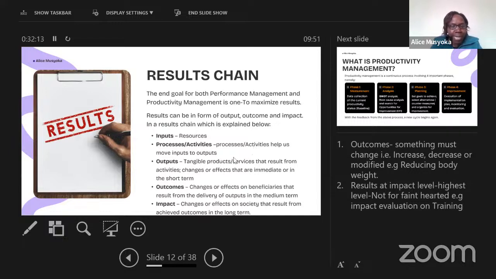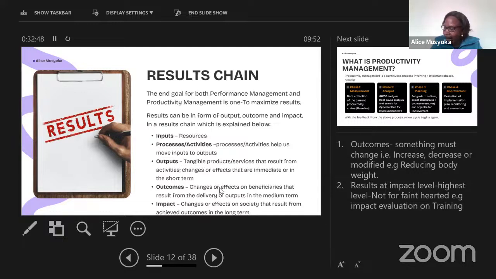And then we come to processes or activities. Processes or activities will help us move inputs to outputs. I think that is clear. It will help us convert inputs to outputs. And then we come to output itself. We are saying it is a tangible product or service, which will result from activities, or changes or effects that are immediate or in the short term.